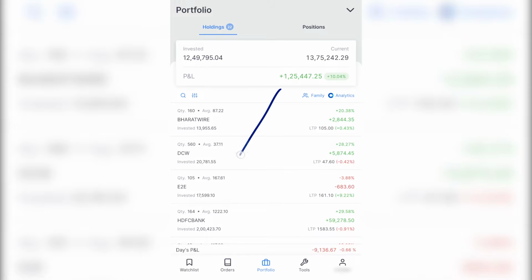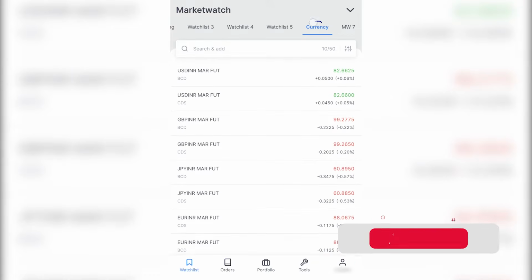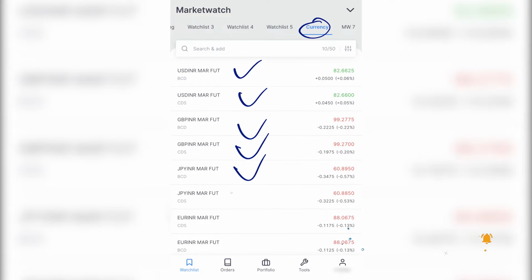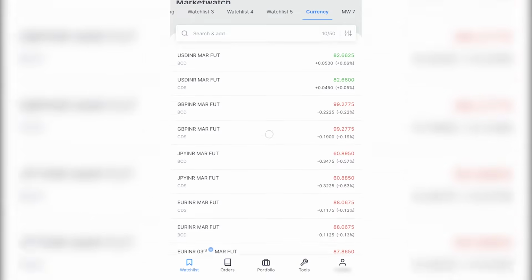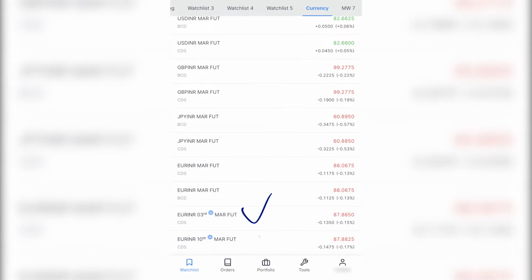So to do currency trading, head to your watch list. Within my watch list, you will see I have a new watch list called currency, and there are different kinds of currency in futures with different expiry, which I can trade over here.